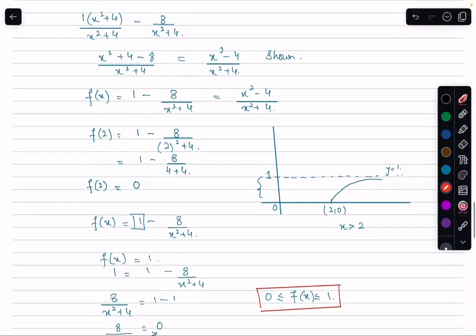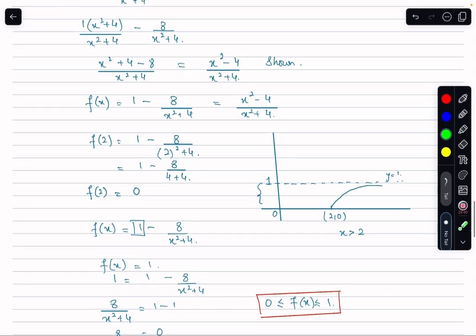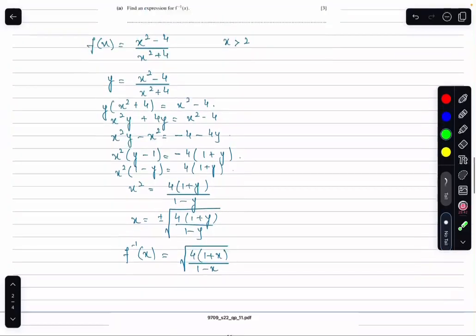So this is why in the question they have given us the form of 1 minus 8 divided by x squared plus 4, so that very easily we can just get the actual values for the domain, given as x greater than 2, and the asymptotic line which is a 1 there. So let's do the third part.